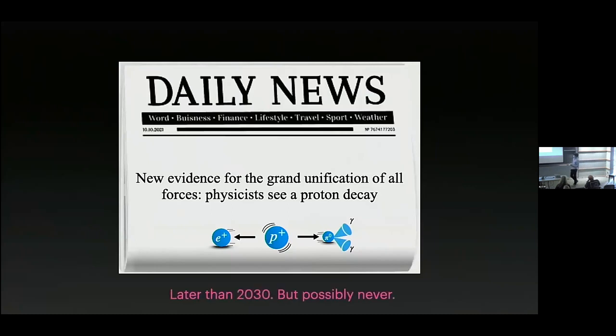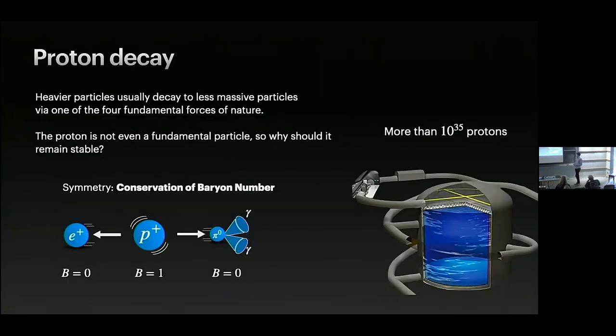So the prediction for that is later than 2030, but maybe never. It just may be that the proton is stable. So why do we believe that this is an interesting thing to look at?